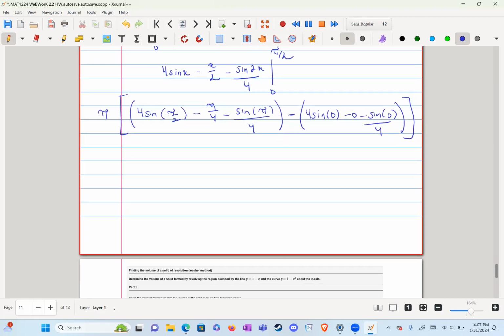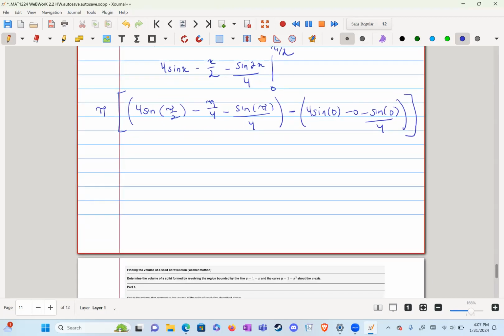And all of this will simplify to 16 pi over 4 minus pi squared over 4, which can be rewritten as 16 pi minus pi squared over 4. That is our answer for question 11.